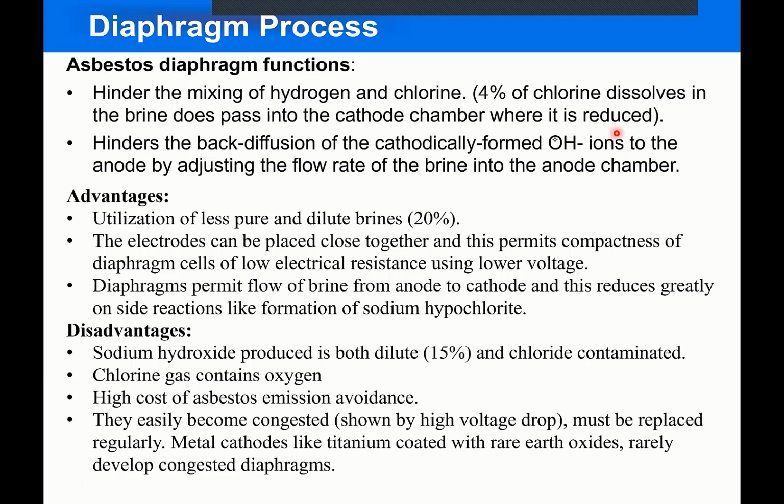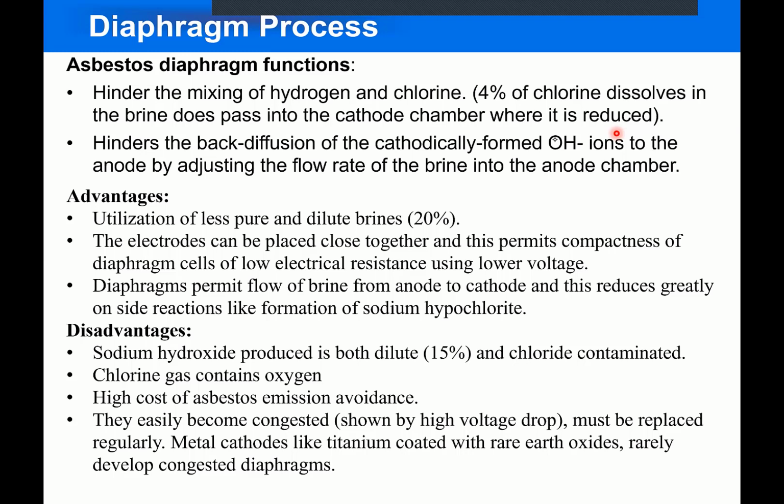It has advantages because it uses much less pure starting materials, and electrodes also can be placed much closer, which permits a more compact production cell and lowers the electrical resistance and allows using much lower voltages, which decreases the energy consumption. Also, it permits the flow, as we said, of the brine solution from the anode to the cathode, which reduces side reactions and avoids mixing between products and byproducts, especially the formation of sodium hypochlorite, as we described previously.